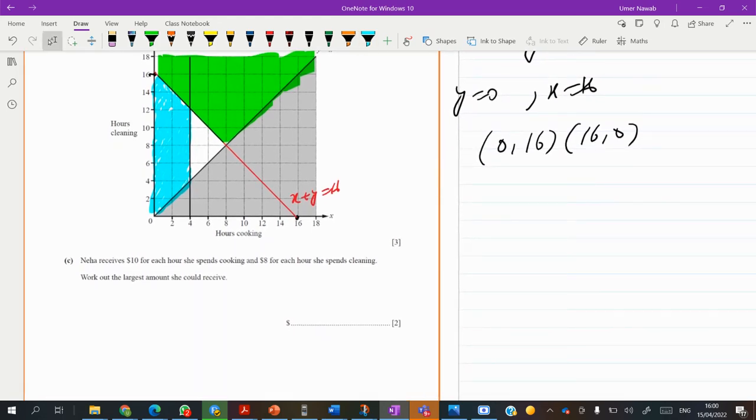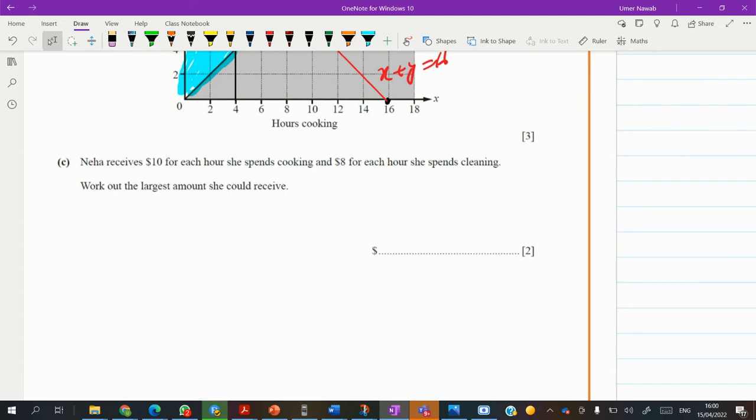After doing this, he will ask you a question related to the wanted region. Read it. He said that she gets $10 for each hour. So she was working x hours. So 10x is the total money which she will receive for cooking, plus $8 she is receiving per hour working in cleaning. Okay, so how many hours she spent in cleaning? That was y hours. So in 1 hour she is receiving 8. So 8y is the total money. So work out the largest amount which she can get.